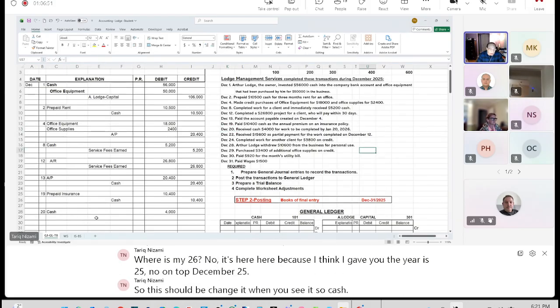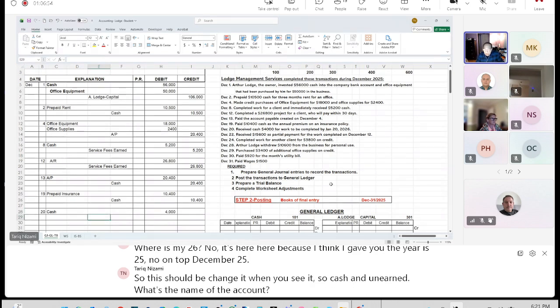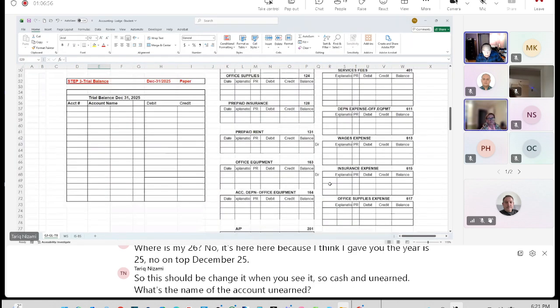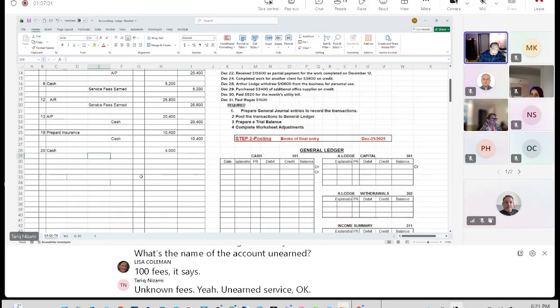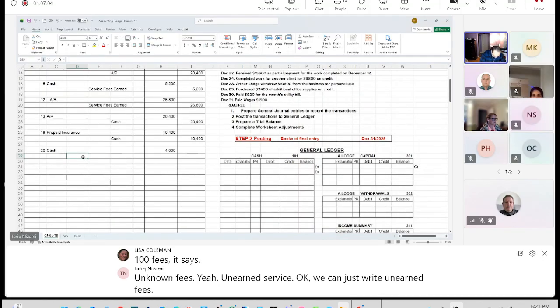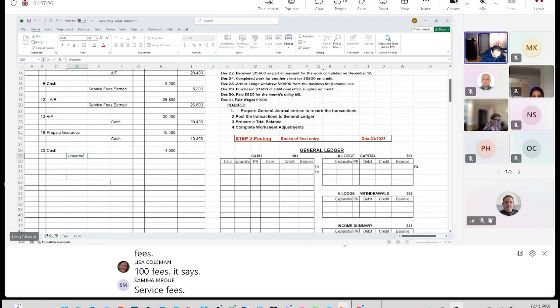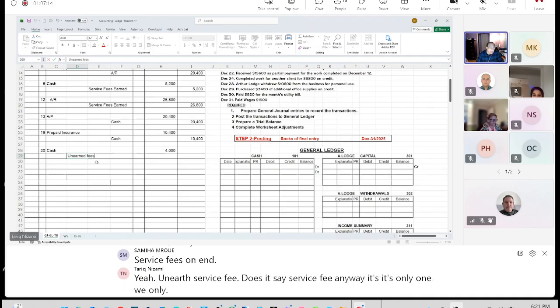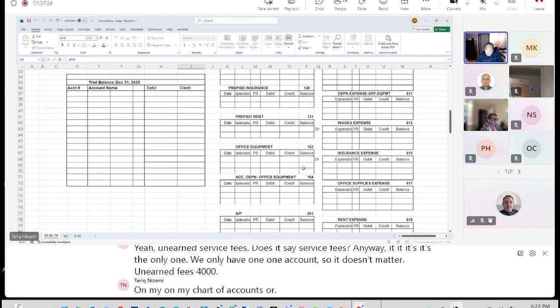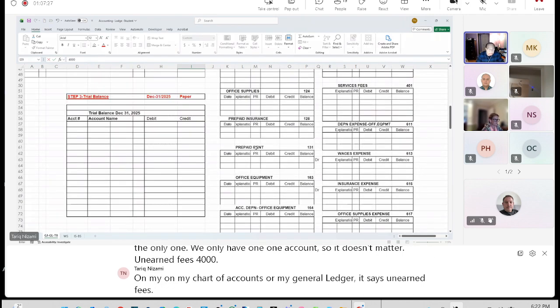So cash and unearned, what's the name of the account? Unearned fees, it says. Unearned fees, yeah. We can just write unearned fees. Service fees unearned. Anyway, this is how it is written. We only have one account, so it doesn't matter. Unearned fees, 4,000. On my chart of accounts or in my general ledger, it says unearned fees here.